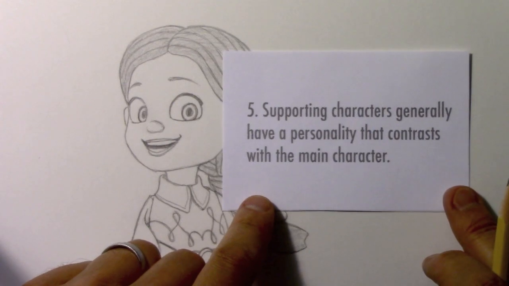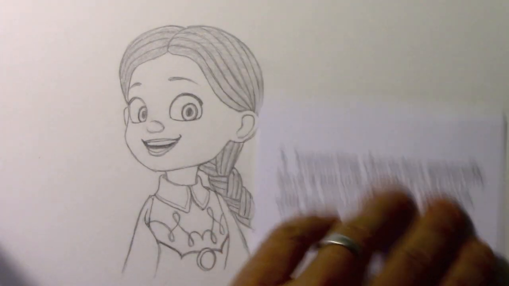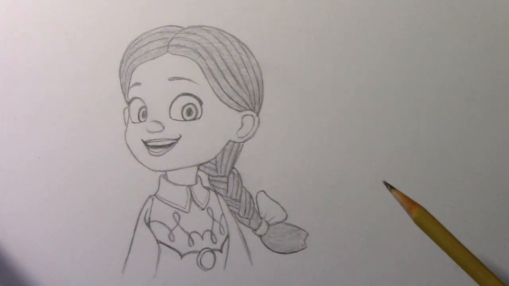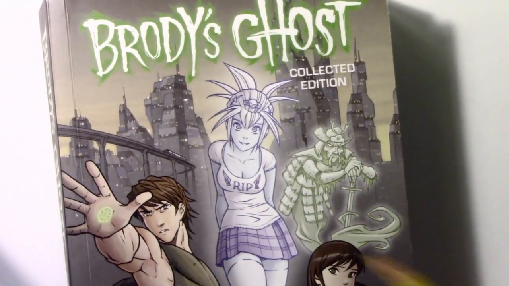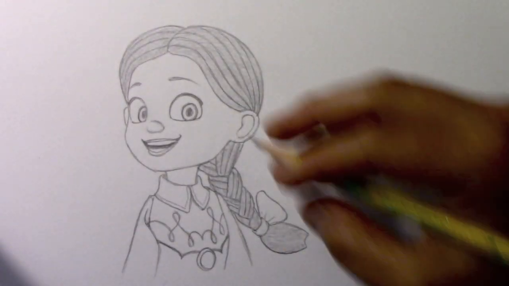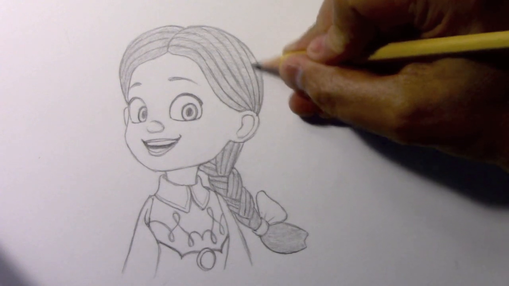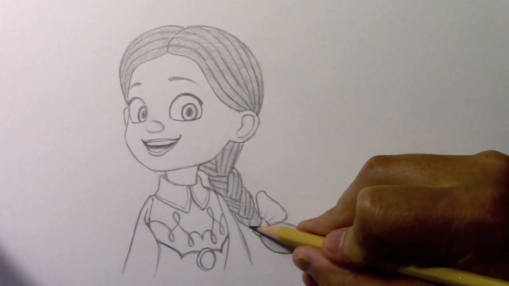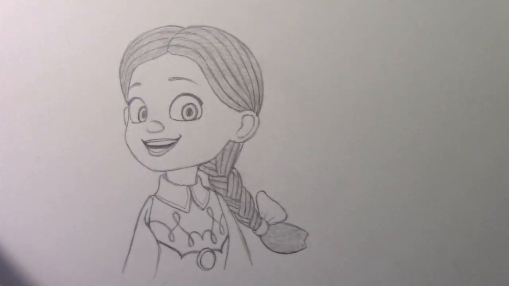Number 5. Supporting characters generally have a personality that contrasts with the main character. So definitely, in the case of Brody's Ghost, I did that for sure. This Talia character is very sort of sassy and irreverent, she's always saying things that are kind of hard-hearted, or she just seems to view the world in a more callous way than Brody does.